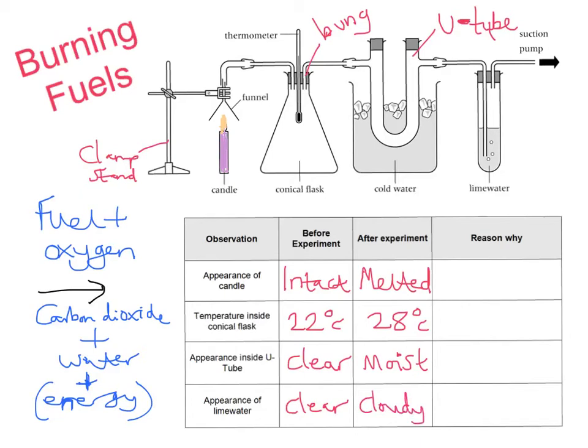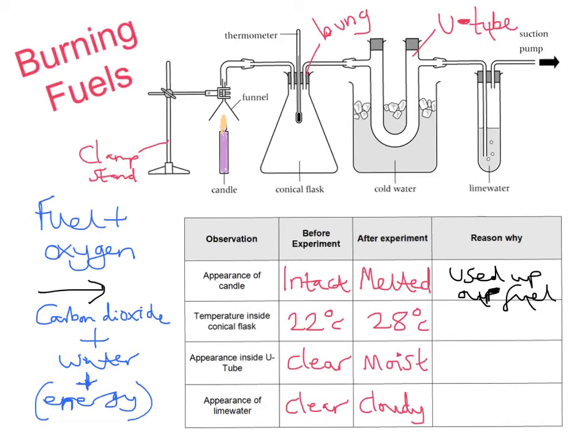So let's think about why these are the case. Well, the candle started intact, it's melted. The reason why the appearance of the candle changed is because we have burnt the wax. The wax has been our fuel. So we have used up our fuel essentially, and that's why the wax candle appears to have melted.